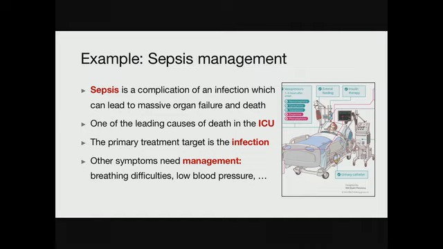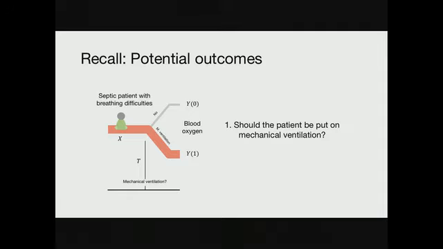So last time, again, just to really hammer this in, we talked about potential outcomes and the choice of a single treatment. So we can think about this in the septic setting as a patient coming in, or a patient already being in the hospital, presumably, and is presenting with breathing difficulties. So that means that their blood oxygen will be low because they can't breathe on their own, and we might want to put them on mechanical ventilation so that we can ensure that they get sufficient oxygen.